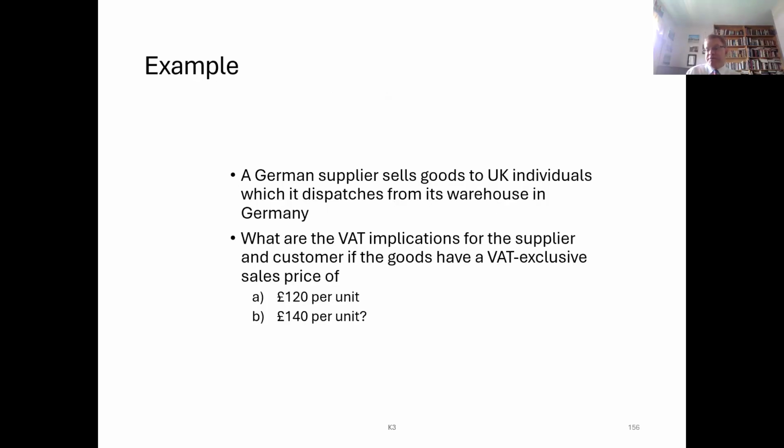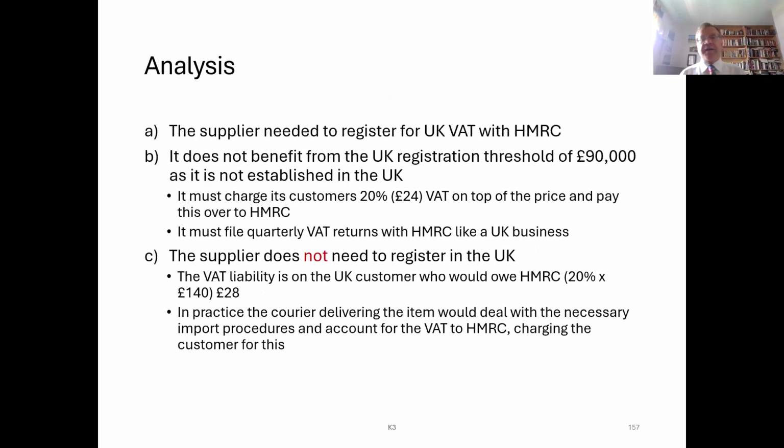Example: a German supplier sells goods to UK individuals, which it dispatches from its warehouse in Germany. What are the VAT implications for the supplier and customer if the goods have a VAT exclusive price of £120 a unit, or £140 per unit? Analysis: for the first element, the supplier needs to be registered for UK VAT with HMRC, and does not benefit from the UK's registration threshold of £90,000, as it is not established in the UK. It must charge customers 20%, £24, VAT on top of the price and pay this over to HMRC. It must file quarterly VAT returns with HMRC like a UK business.